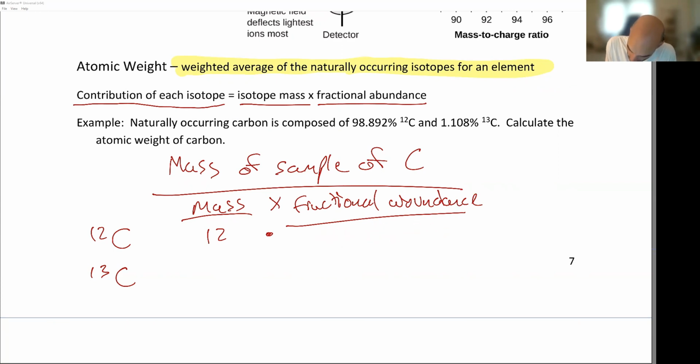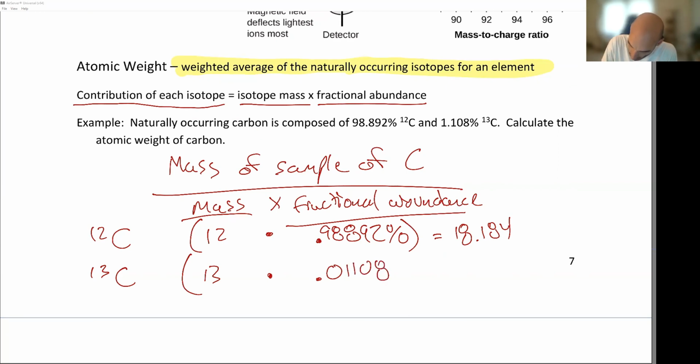So 0.98892. Okay, good. And the mass of carbon-13 is 13 times the fractional abundance of 0.01108. Oh, I should probably get rid of this percentage. There we go. Equals, what do we got there? Oh, that's the wrong number. I'm sorry.